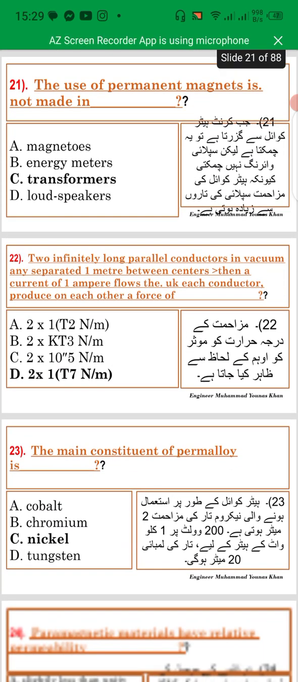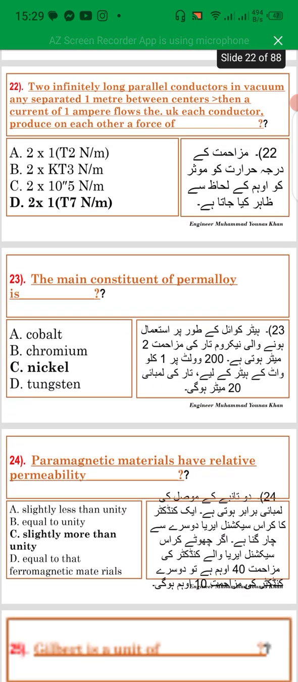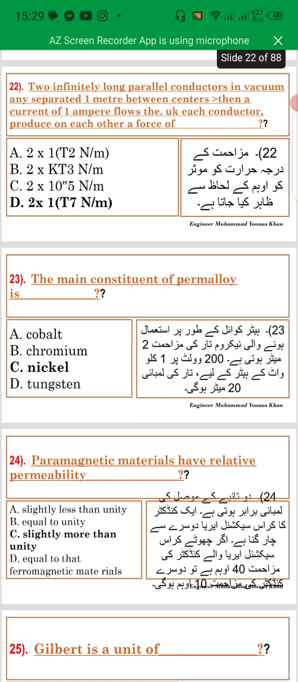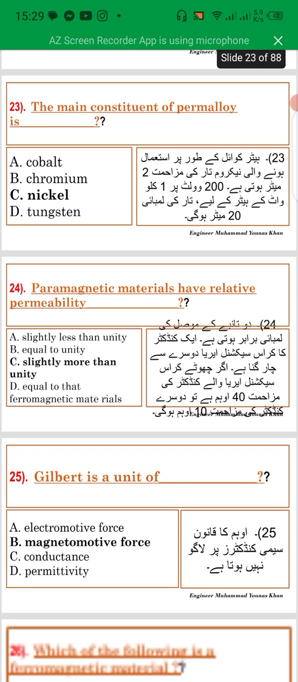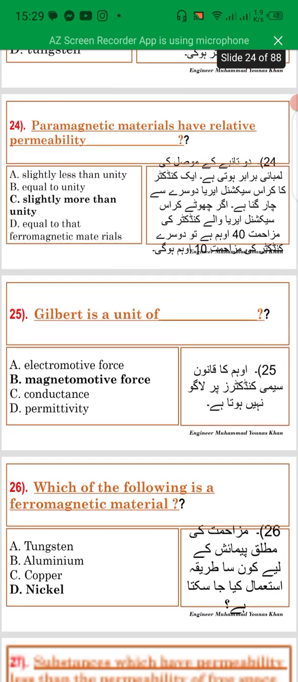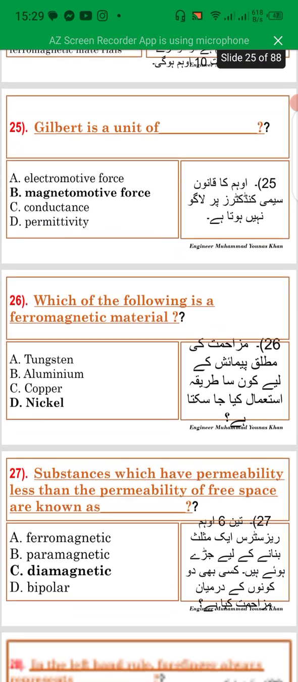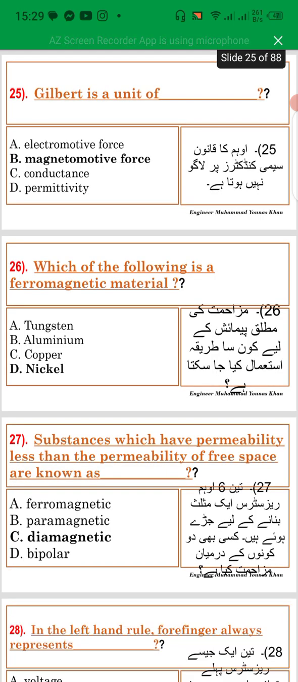The use of permanent magnets is not made in a transformer. Two infinitely long parallel conductors in vacuum are separated by 1 meter between centers, then a current of 1 ampere flowing in each conductor produces on each other a force of 2 × 10^-7 N/m. The main constituent of permalloy is nickel. Paramagnetic material has relative permeability slightly more than unity. Gilbert is a unit of magnetomotive force.